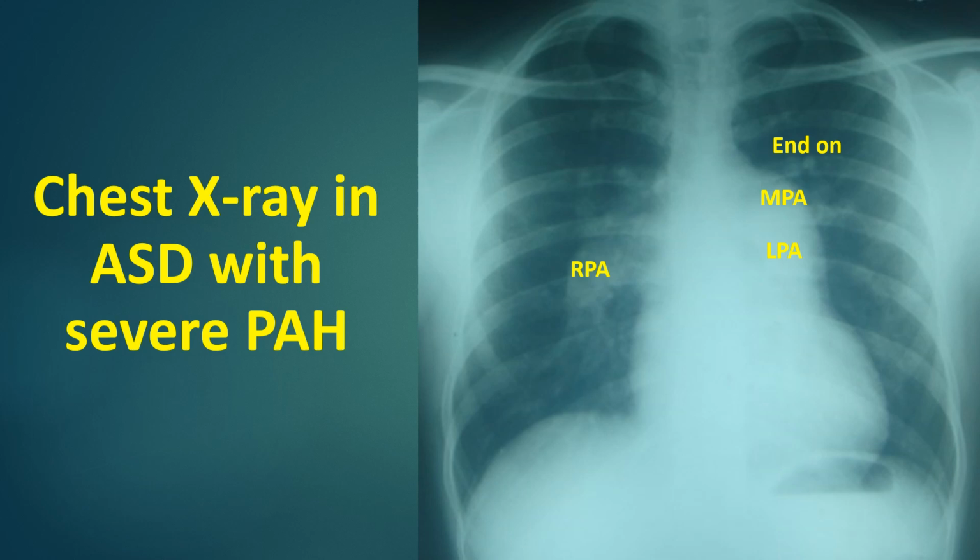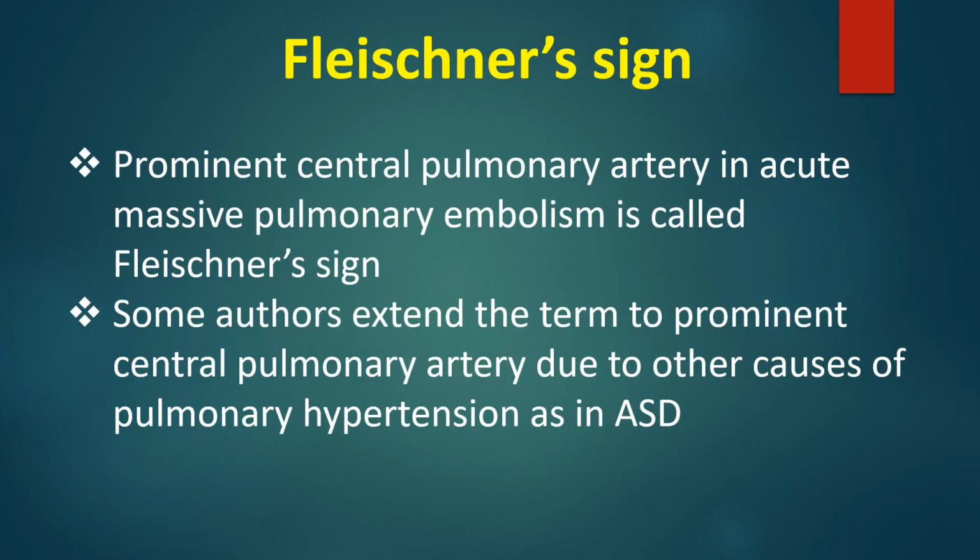Absence of significant cardiomegaly would suggest that the pulmonary hypertension developed early before very large shunt was established. In ASD, shunt is fully established only when the right ventricular muscle mass regresses. Some cases with higher pulmonary vasoreactivity develop pulmonary hypertension early. Prominent central pulmonary artery in acute massive pulmonary embolism is called Fleischner's sign. Some authors extend the term to prominent central pulmonary artery due to other causes of pulmonary hypertension as in ASD.